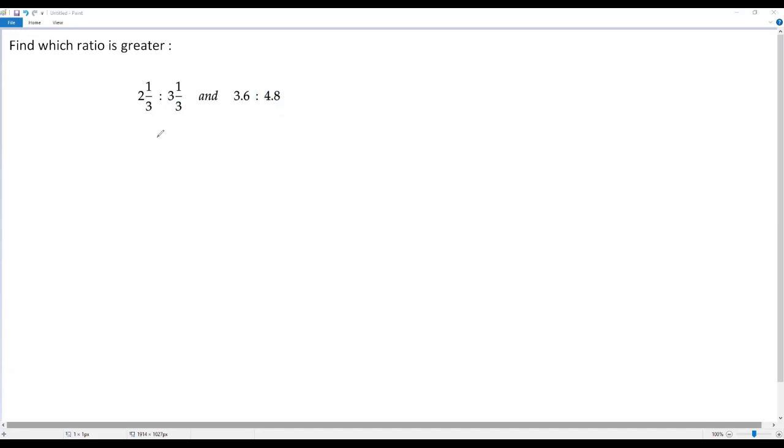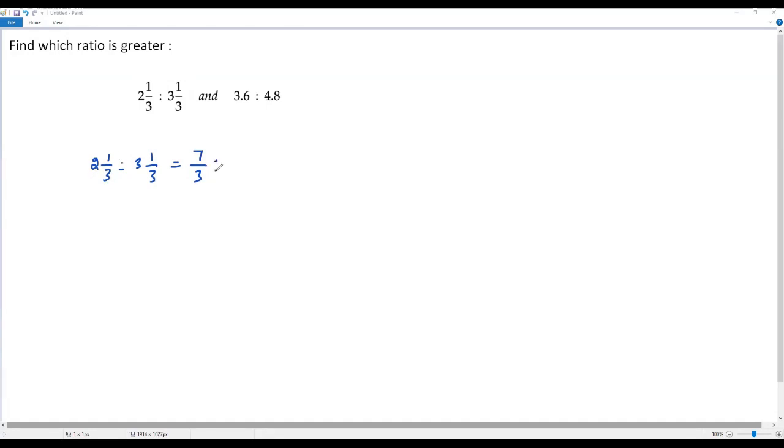In my first step, I have to convert both the terms of the first ratio to integers. So for that, I have to convert these mixed numbers to improper fractions. Now let me take the first ratio, that is 2 1/3 to 3 1/3. Let me convert each term to an improper fraction. So for that, I have to multiply 3 and 2. 3 times 2 is 6, and that 6 should be added to the numerator 1. 6 plus 1 is 7. I am getting 7 over 3. So this is an improper fraction which is equal to the mixed number 2 1/3.